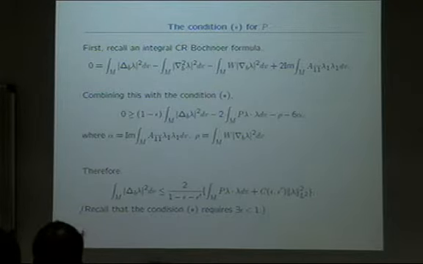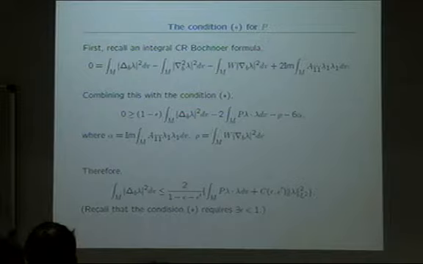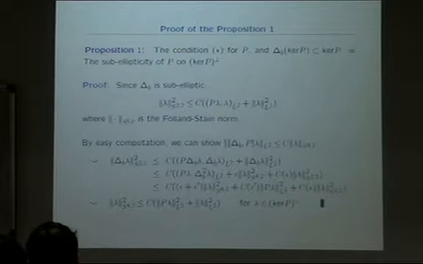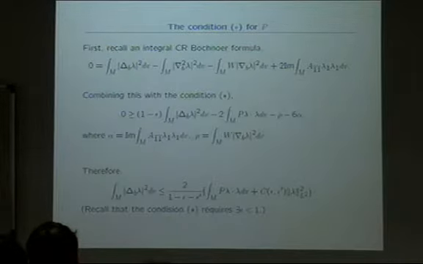Before starting the proof of proposition 1, I explain the condition star for P. This condition is a little complicated. First, I recall the CR-Bochner formula, the integral version of the CR-Bochner formula. This is also shown by Professor Chang. And this CR-Bochner formula relates the square of the Laplacian and the square of the subhessian.